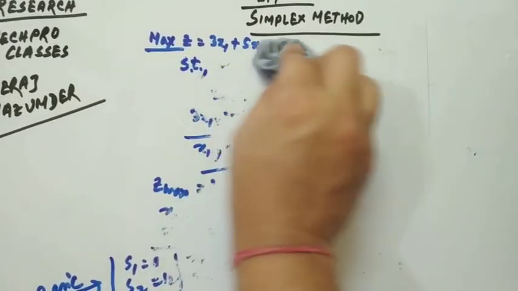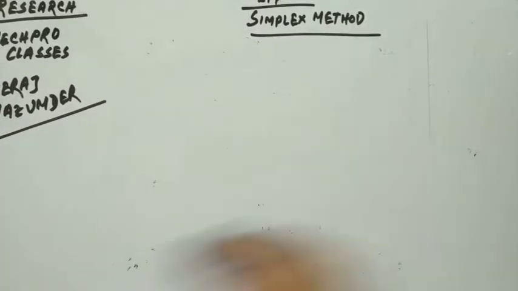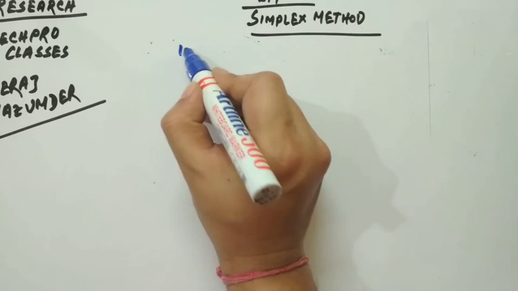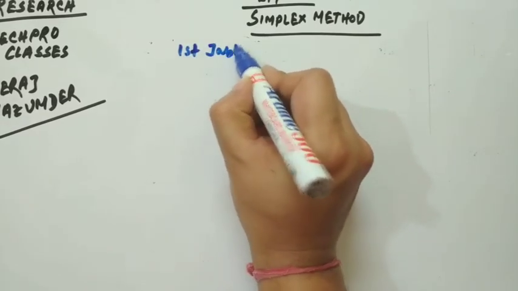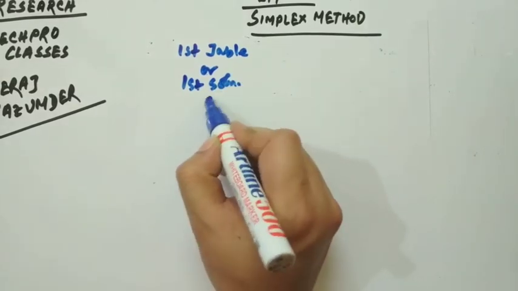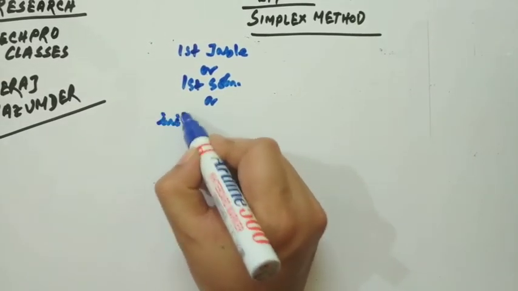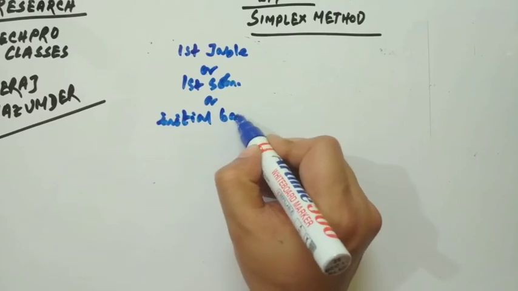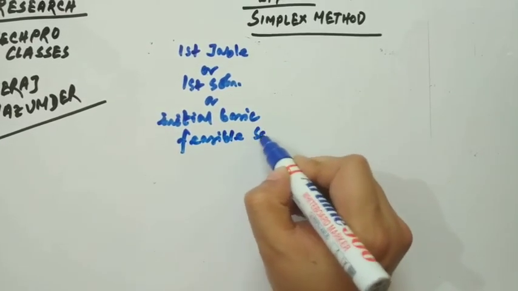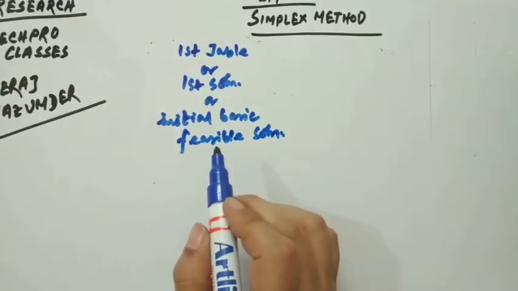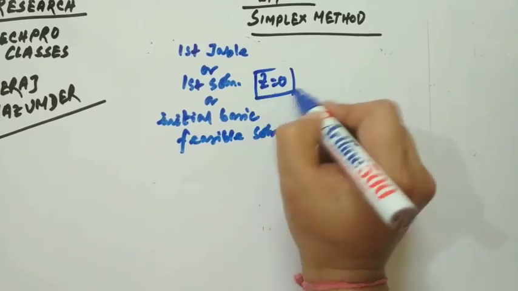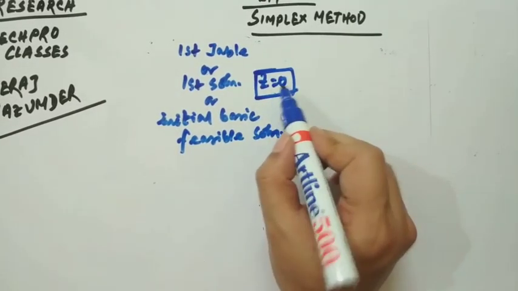Actually, in the simplex method, we have to make a first table, or you can say it is a first solution, or you can say the initial basic feasible solution. So this is the first table. In this table you will get z equal to 0 every time in the first table.